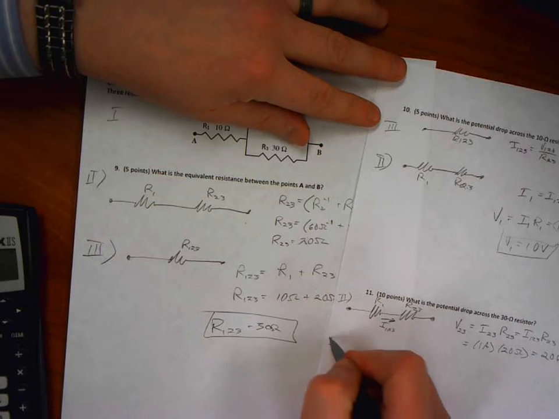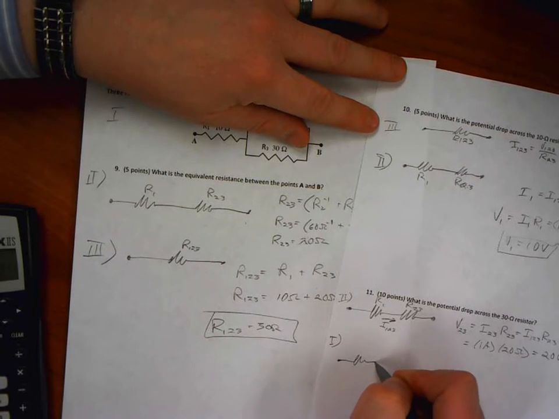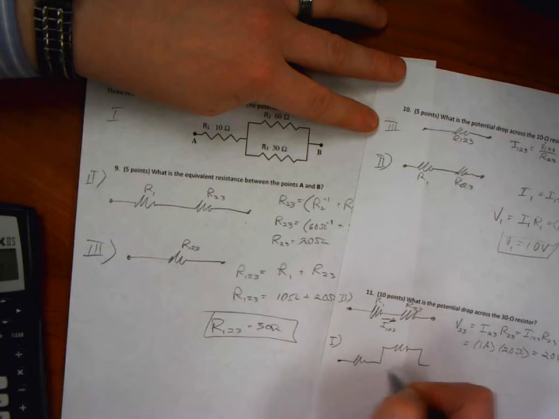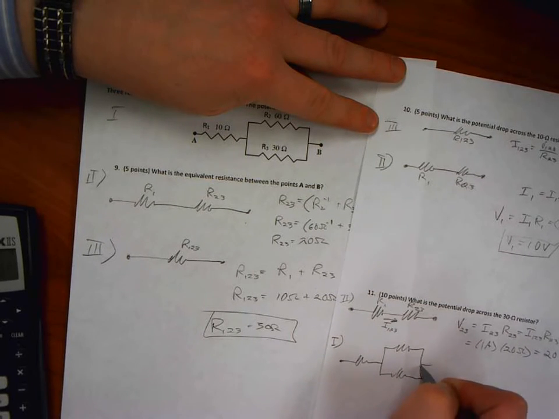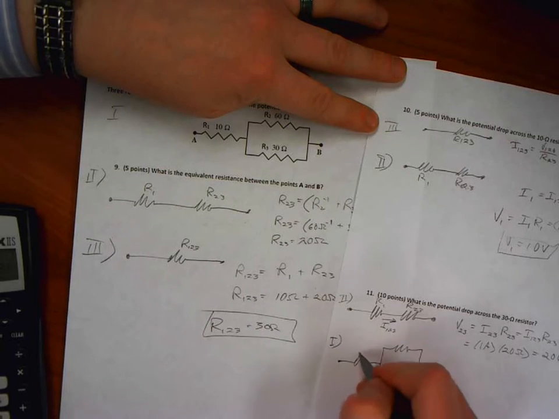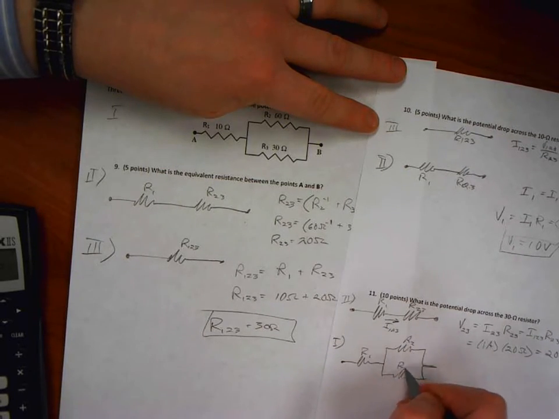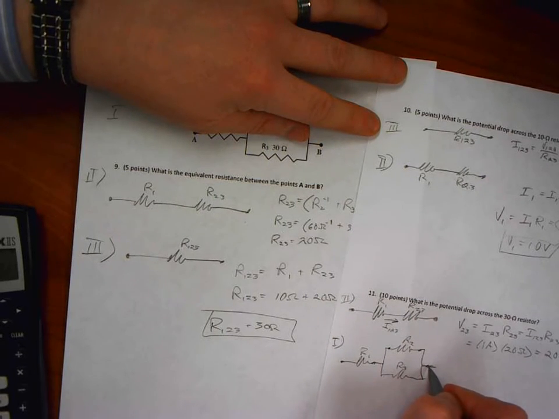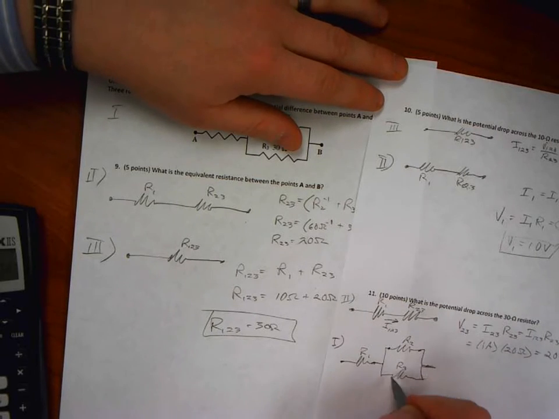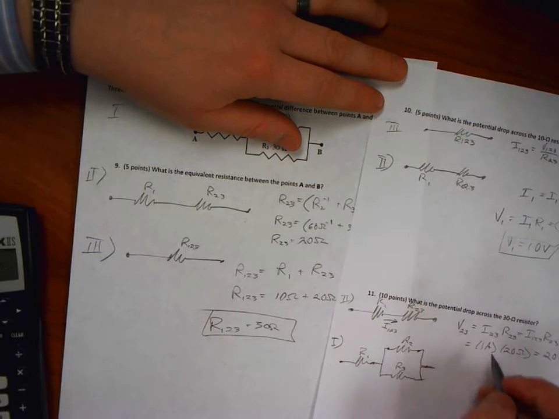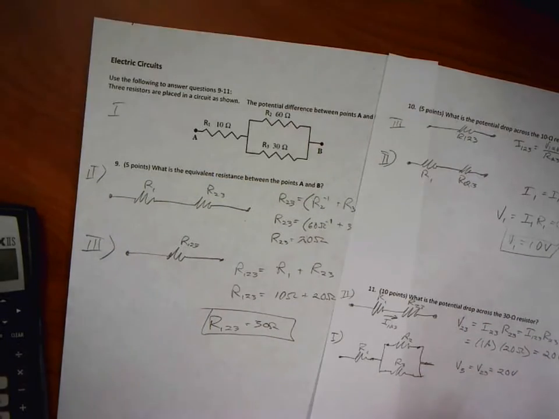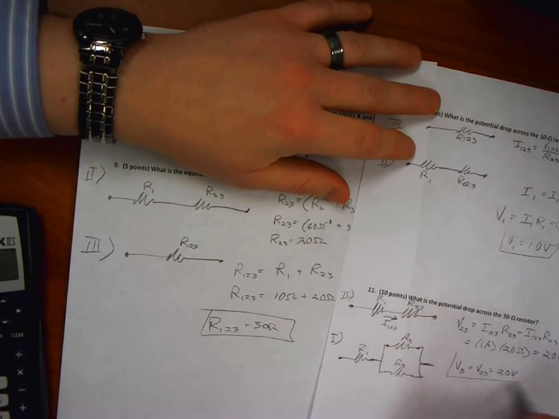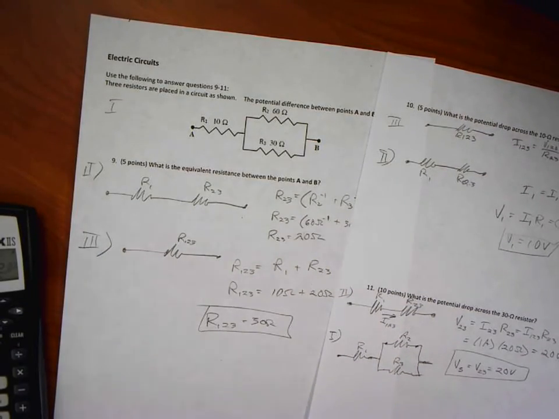That means going back to 1, R1, R2, R3, we know that from here to here is 20 volts. So we also know from here to here is 20 volts and from here to here is 20 volts. So V3 equals V23 equals 20 volts. And we just solved the problem. And that's the test.